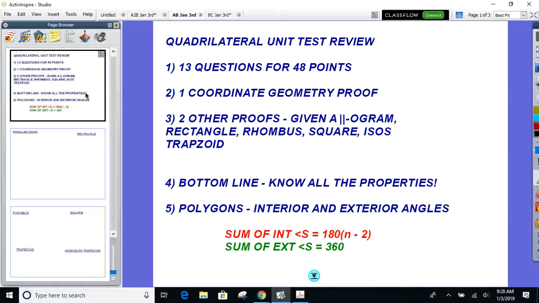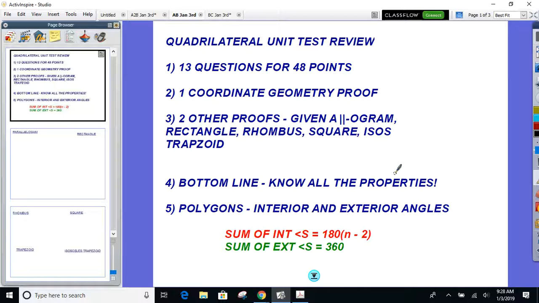In the givens, everybody, in the givens, it will tell you it's a parallelogram, rectangle, rhombus, square, or isosceles trapezoid, and you have to do something with it. In the statements, reasons proofs, I am not going to ask you to prove it's any of these. That's going to be right here for the coordinate proof. Prove it's a parallelogram, but not a rectangle. Prove it's a rectangle, but not a rhombus. Get ready for those tomorrow on the coordinate proof.